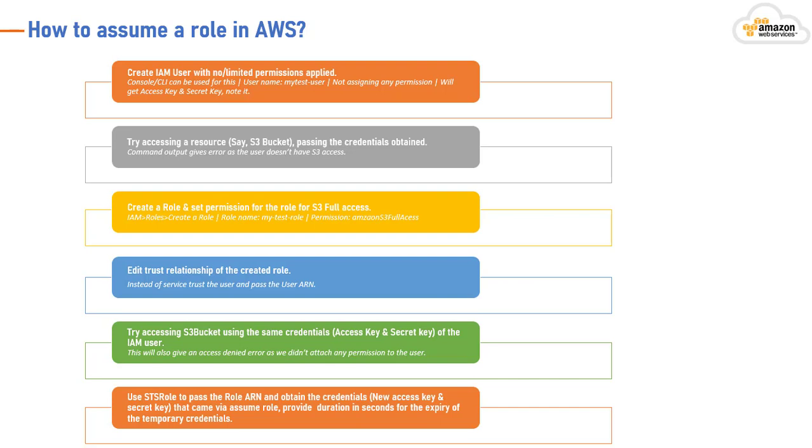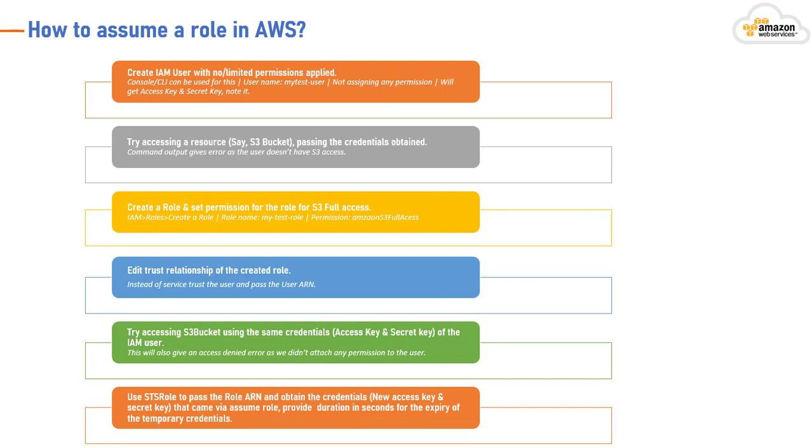user there by passing the user ARN, so that particular user ARN would be able to access the S3 bucket in future through assuming the role. Try accessing S3 bucket now, again using the same credential, I mean the access key and the secret key of the IAM user, but you will not get the access, as we all know, because we didn't attach any permission to the user. In this case, the security token service plays a critical role.